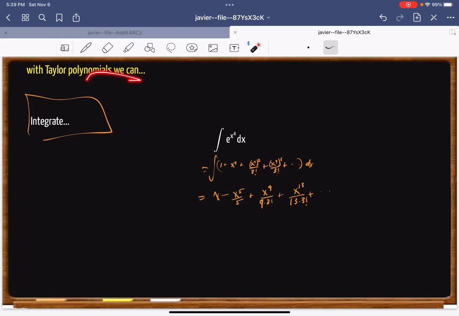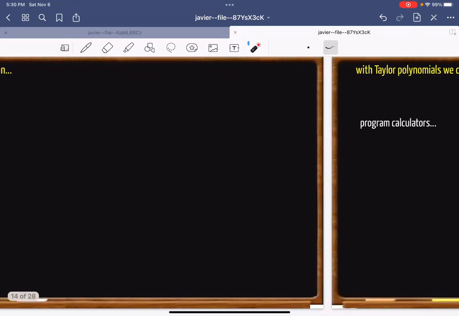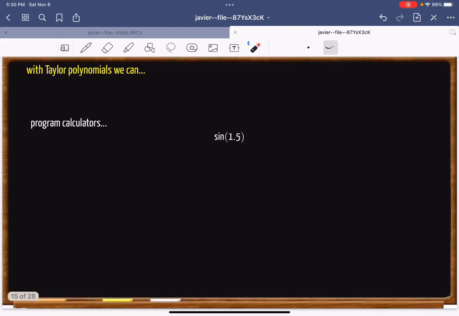Okay, that's really nice that we can do that with polynomials, but what else can we do with these things? We can program calculators. We saw earlier that you can estimate the error based on how many of the terms you expand up to using a Taylor polynomial. So depending on whatever accuracy you want, you can actually program a calculator to do this. And we couldn't do this before. Here's how the program would go.